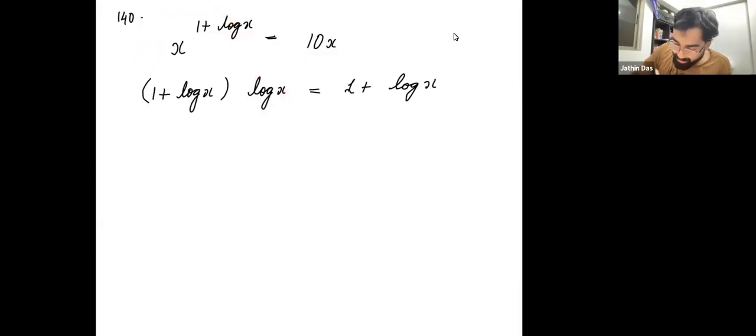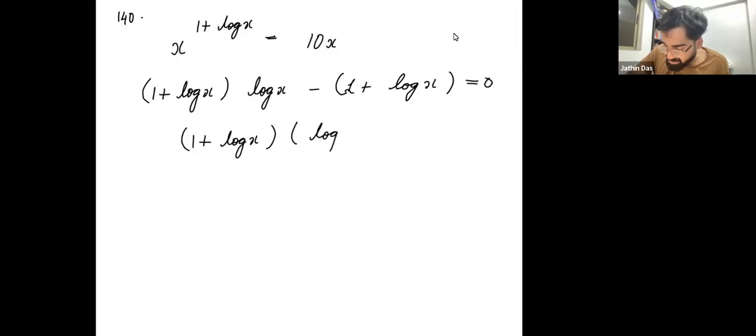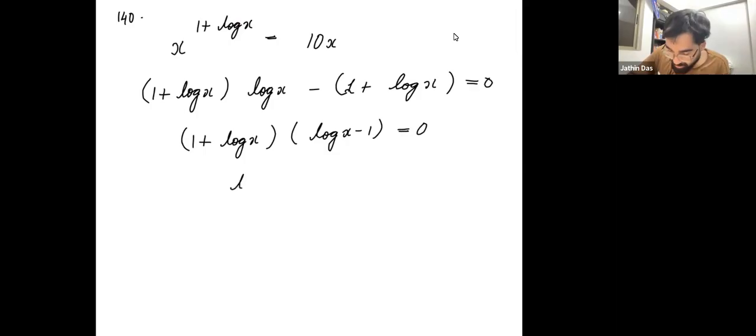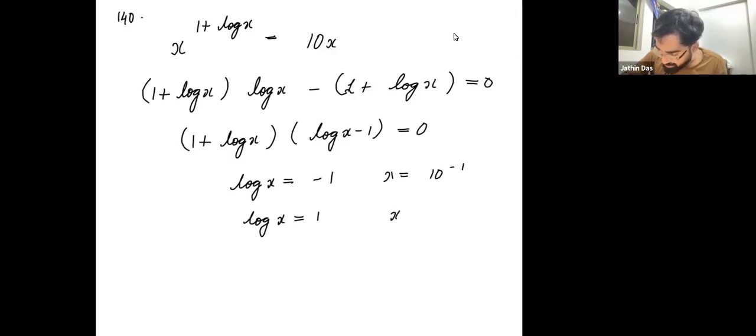Okay. Now can I take this to the other side? This to the other side. So it will become minus, is equal to 0. So 1 plus log x common. And what will be log x minus 1. Now let's see. Log x is equal to minus 1 and log x is equal to 1. That means x is equal to 10 raised to minus 1. Here x is equal to 10. Is it so? Yeah.